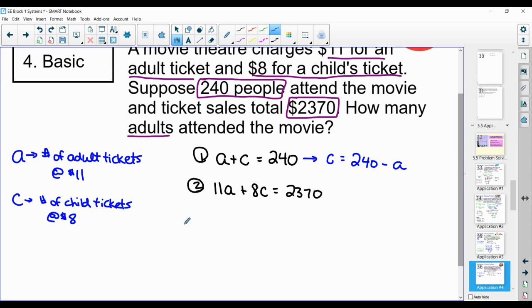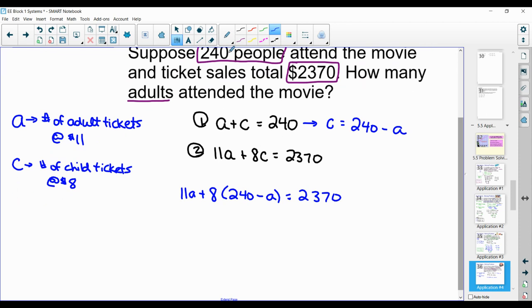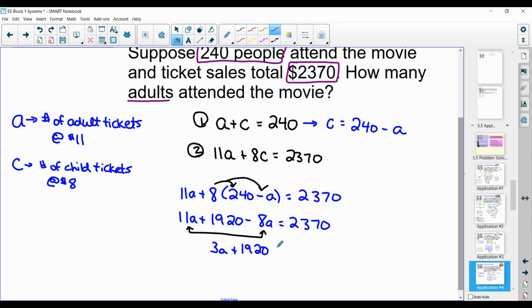All right, so using the substitution here, I have 11A plus 8 instead of C. I'm going to write 240 minus A equals 2,370. Multiplying this out, I'm going to multiply that 8 through. I have 11A plus 1,920 minus 8A equals 2,370. Simplifying, we've got to combine our like terms here. So we have 11A minus 8A is 3A. So 3A plus 1,920 equals 2,370.